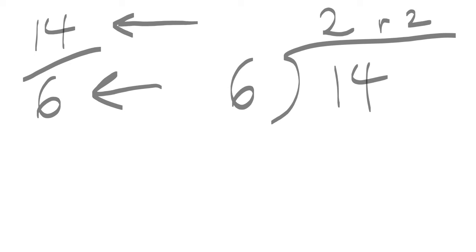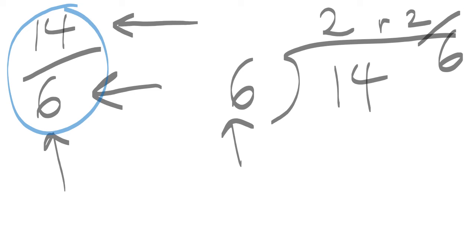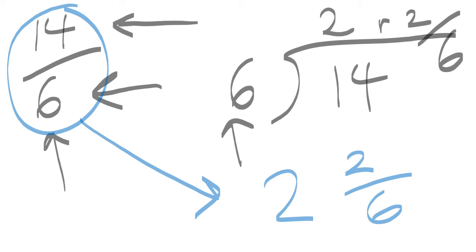Something else we've looked at: you don't have to write remainder 2. You can actually write remainder 2 sixths, and that's exactly the same, because remember, we're dealing with the denominator of 6. So your answer, as far as 14 over 6 as an improper fraction converted to a mixed numeral, is 2 and 2 sixths.